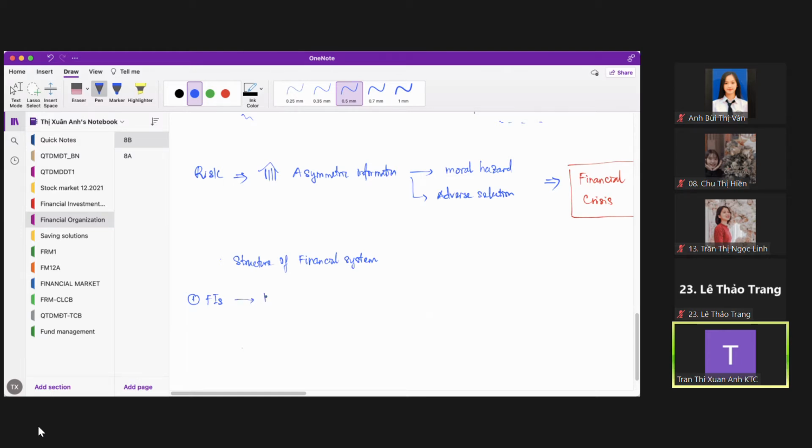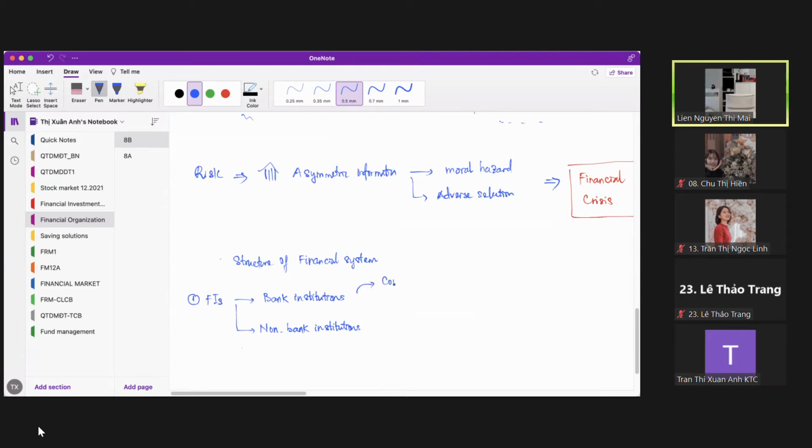One we call the bank institutions. And the others refer to non-bank institutions. Okay, bank and non-bank institutions. So for bank institutions, the main role players, we can say, are commerce banks.